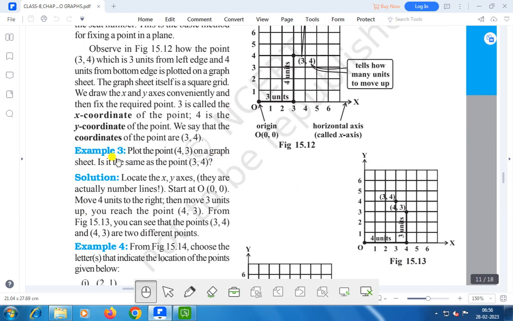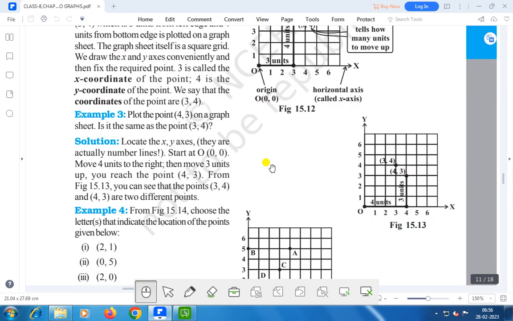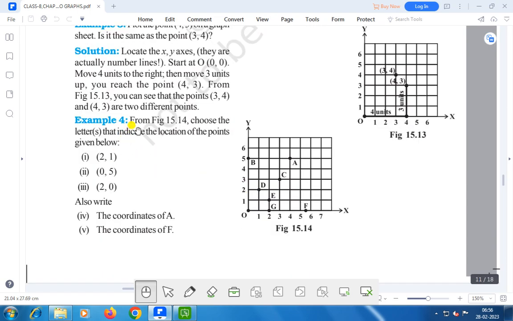Plot the point (4, 3) on a graph sheet. Is it the same as the point (3, 4)? No, it is different. It is (3, 4) and this one is (4, 3). Result from figure 15.14.